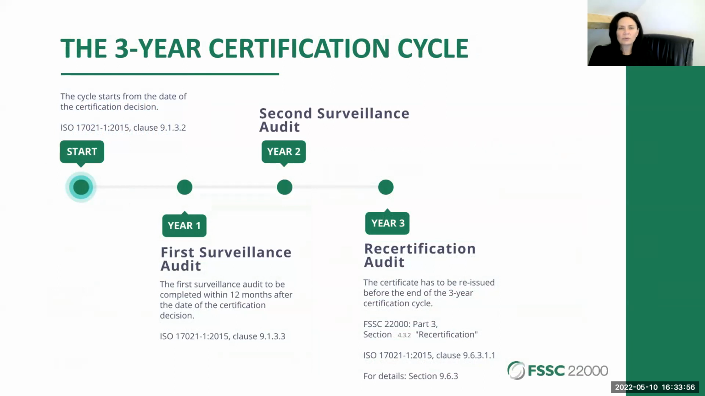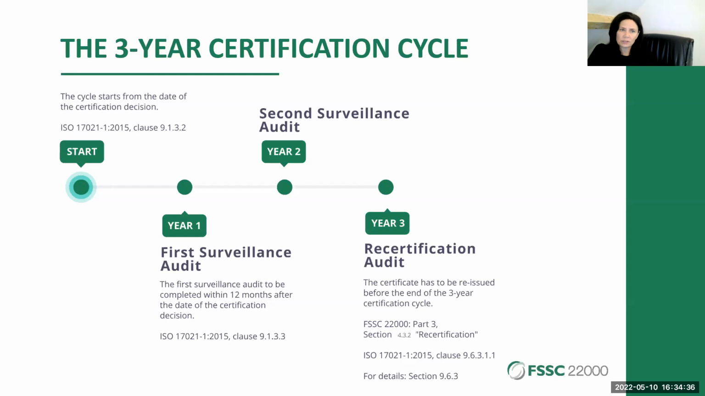Now, the next bit that I would also like to talk about briefly, and that's also a very distinguishing factor for us, is the 3-year certification cycle. As you probably know, a successful FSSC audit results in a 3-year certificate. It starts off with an initial audit, a 2-part audit consisting of a stage 1 and a stage 2 audit. Following a successful stage 2 audit, a new 3-year certificate is issued, and this is the start of your 3-year cycle.